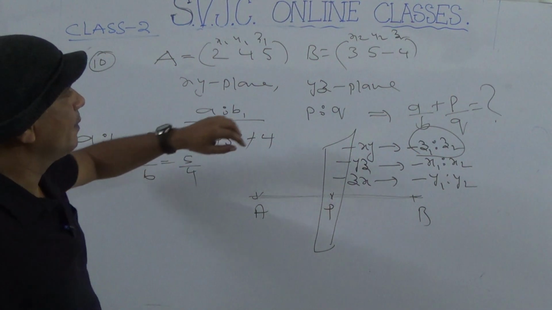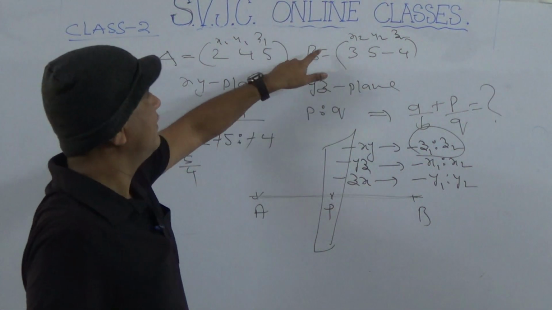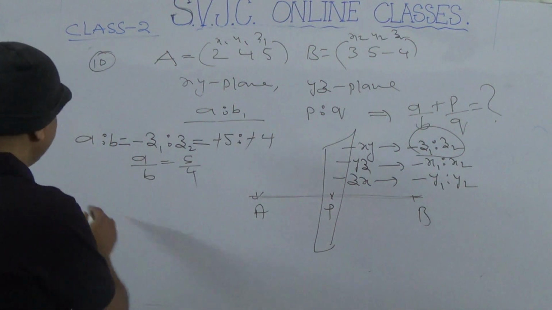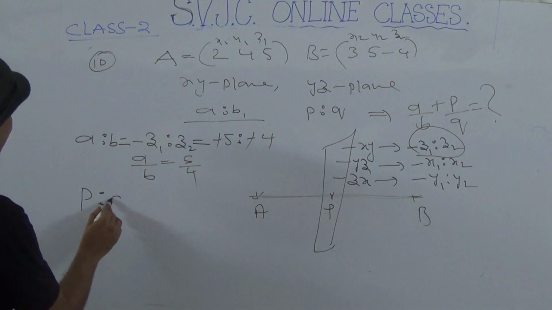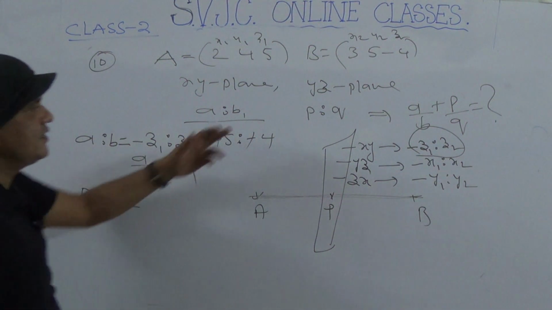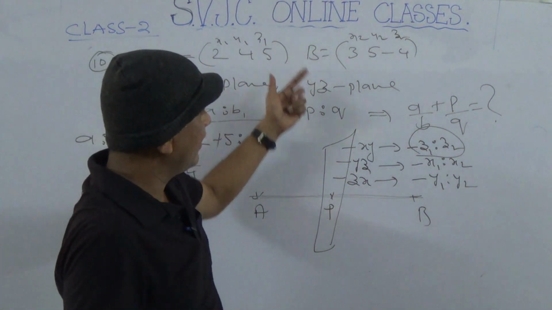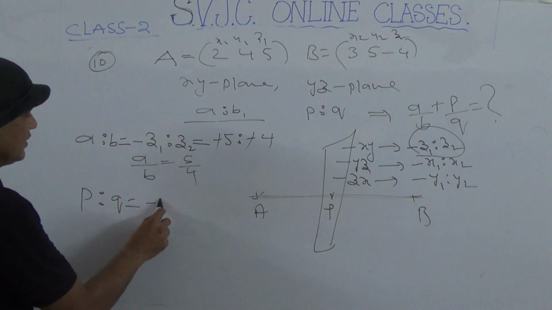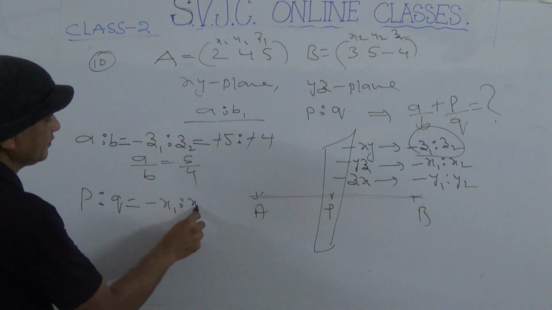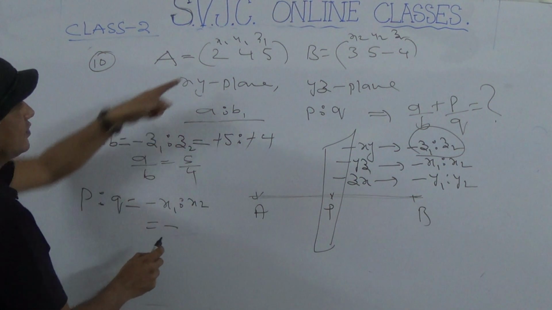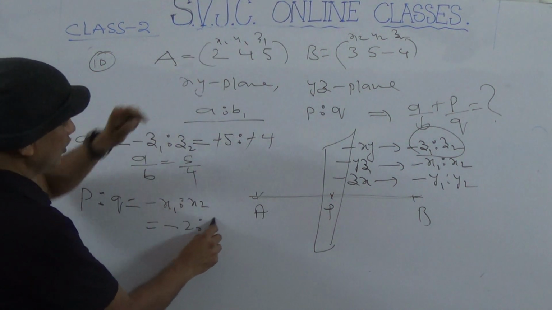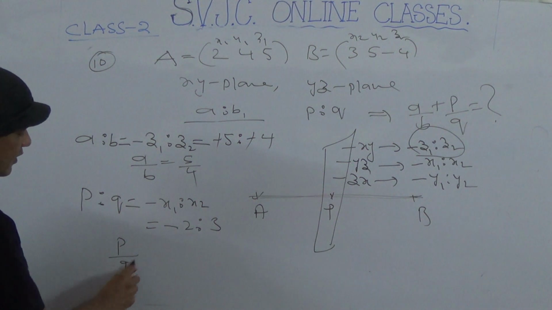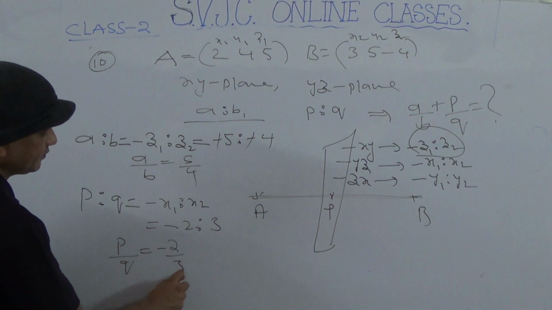Okay, next, the YZ plane divides the line segment AB in the ratio p:q. That means p:q is equal to, here, the YZ plane divides a given line segment in the ratio minus x1 is to x2. That is minus 2 is to 3. Similarly, p/q is equal to minus 2/3.